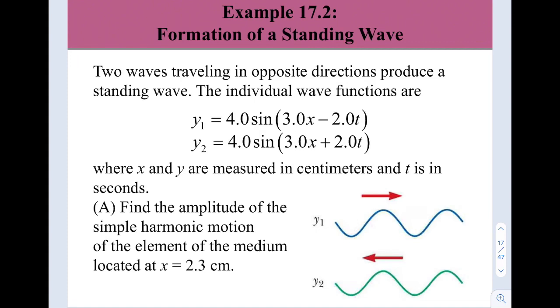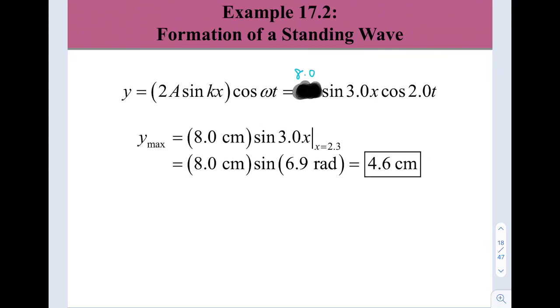Example 17.2, formation of a standing wave. We have two waves traveling in opposite directions that produce a standing wave. The individual wave functions are given by this, where x and y are measured in centimeters and t is in seconds. Find the amplitude of the simple harmonic motion of the element of the medium located at x equal to 2.3 centimeters.